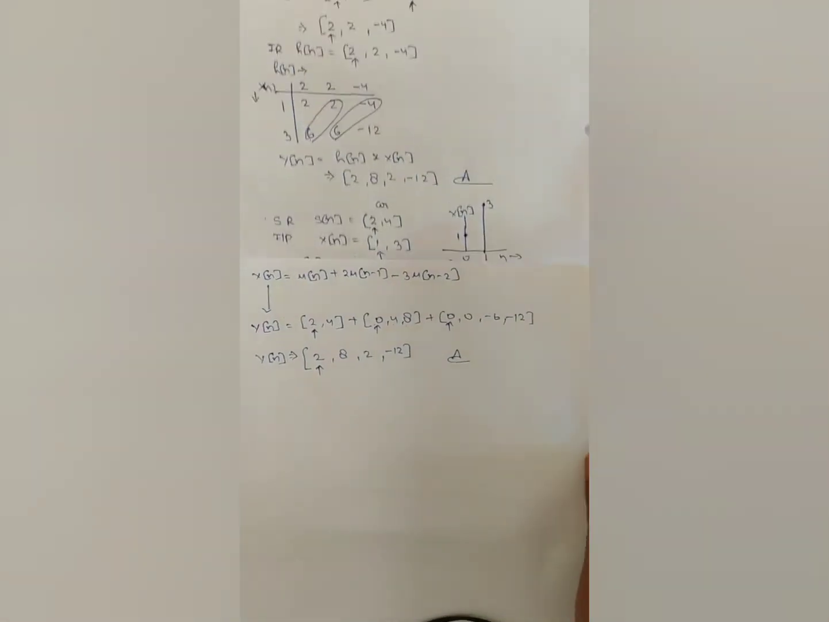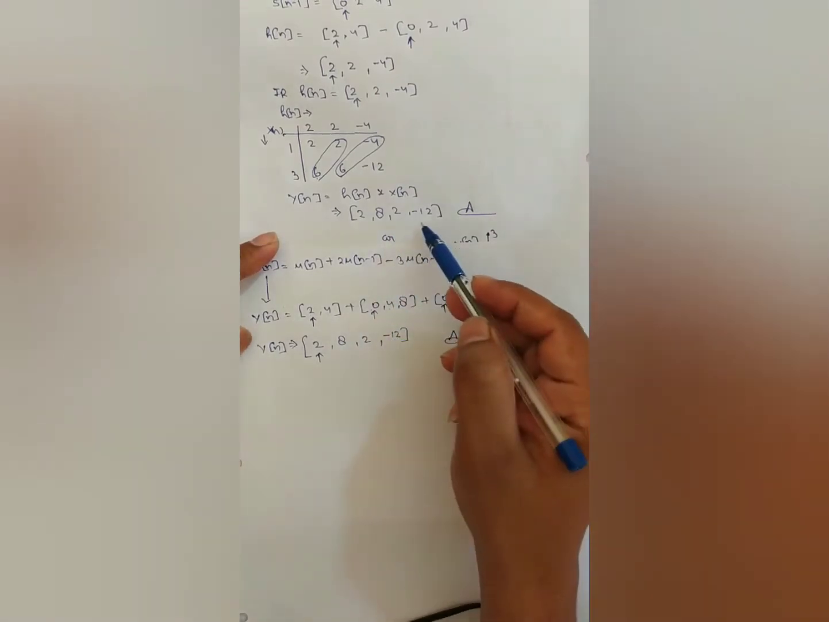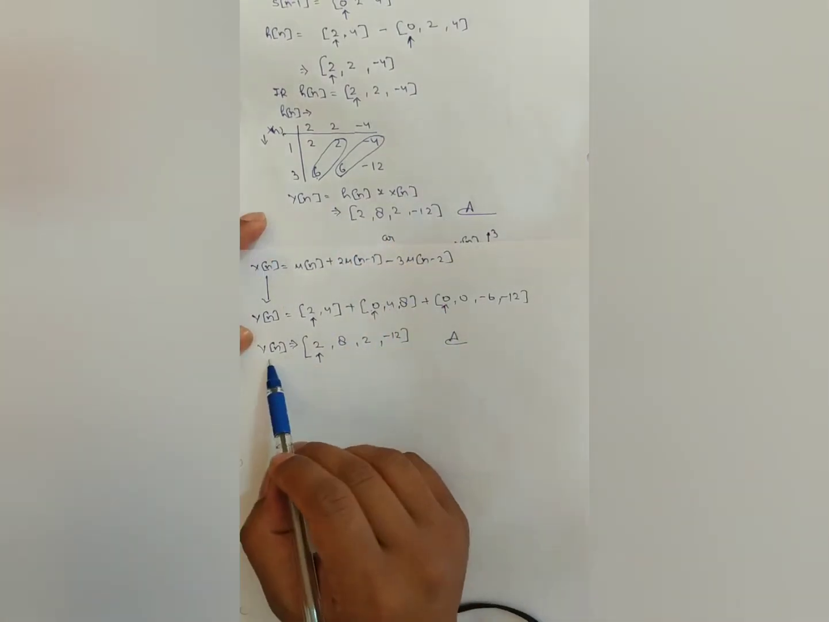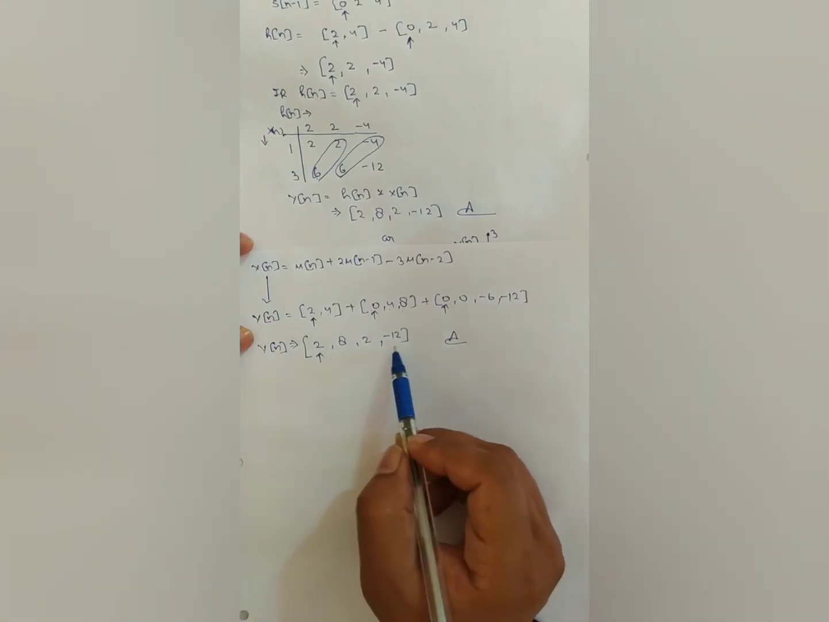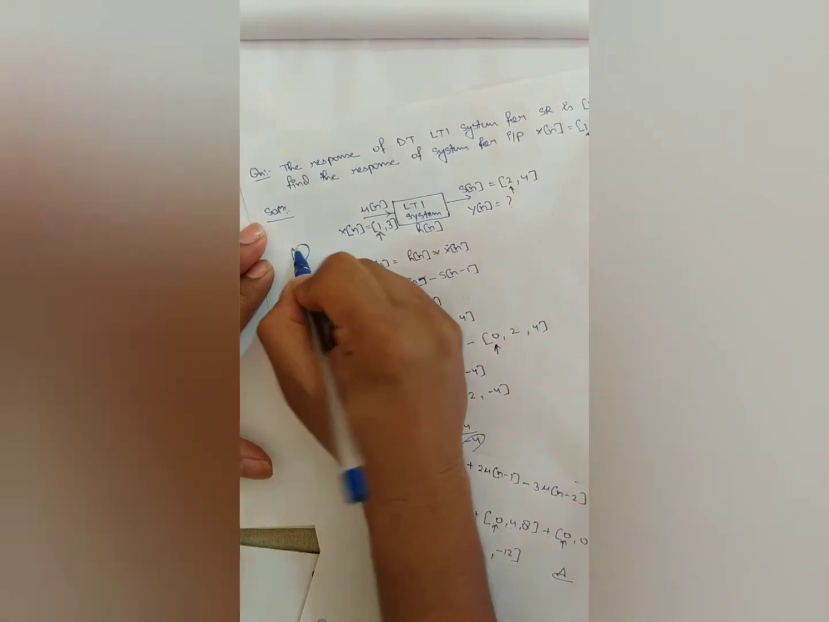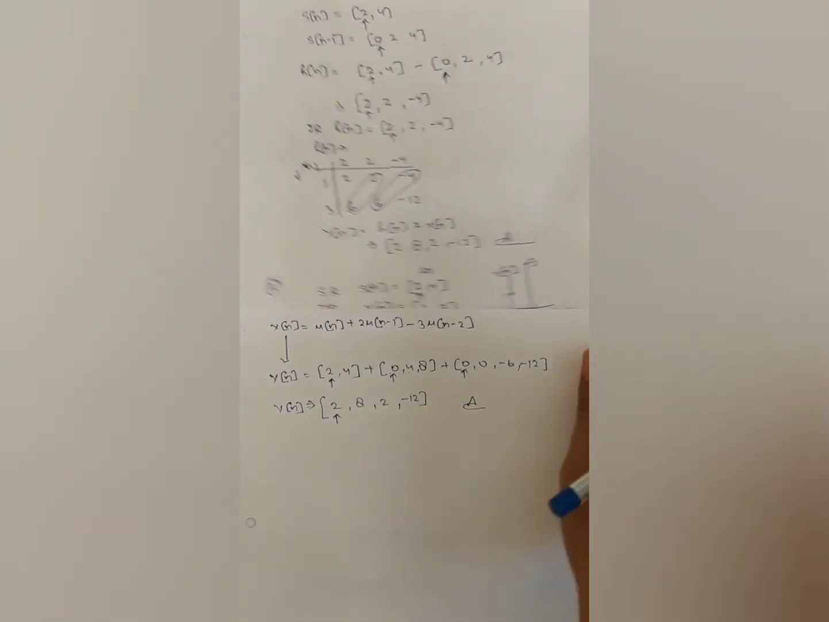As we compare both methods, the output is the same: y[n] equals 2, 8, 2, minus 12. Here also y[n] equals 2, 8, 2, minus 12. We have two methods, method number 1 and method number 2. It is your choice which method you opt for in the examination. Both are the same and equal marking is available.